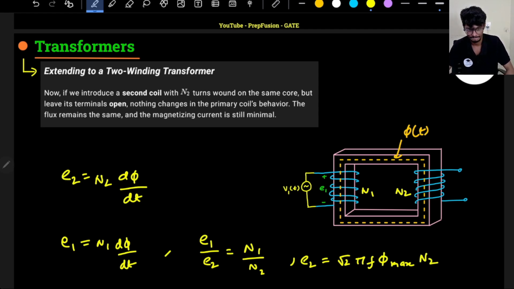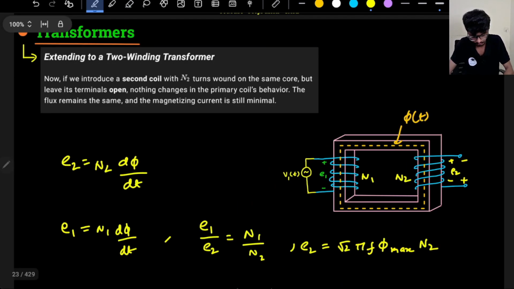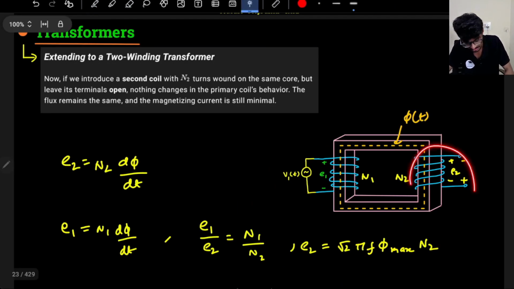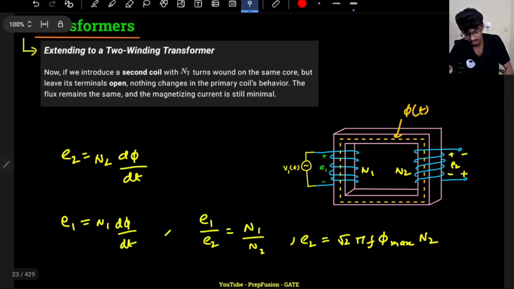Now what about the sign? We have briefly discussed the sign in chapter 0 as well. If this is plus, will I write this as plus minus or minus plus? What will be the sign of E2? For the sign of E2, we had already discussed, if you remember, that it should oppose its initial cause. What was the cause due to which the voltage got induced? The voltage got induced due to this flux. So I will oppose the flux. My aim is to generate a flux such that it opposes the initial flux.